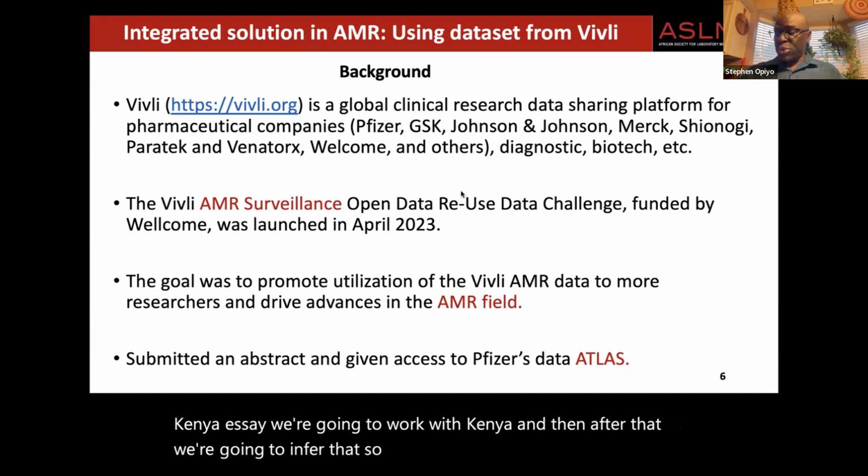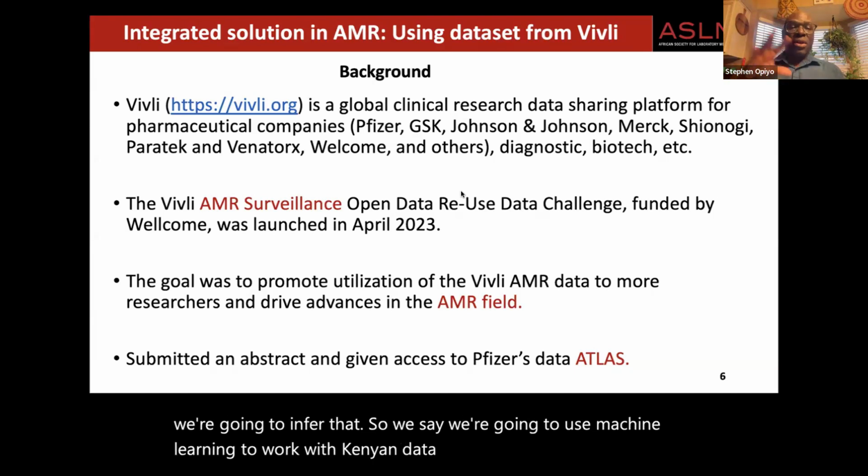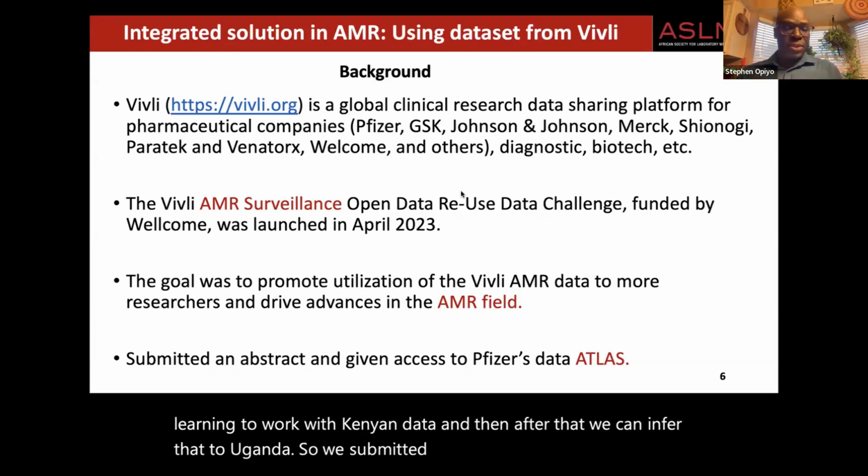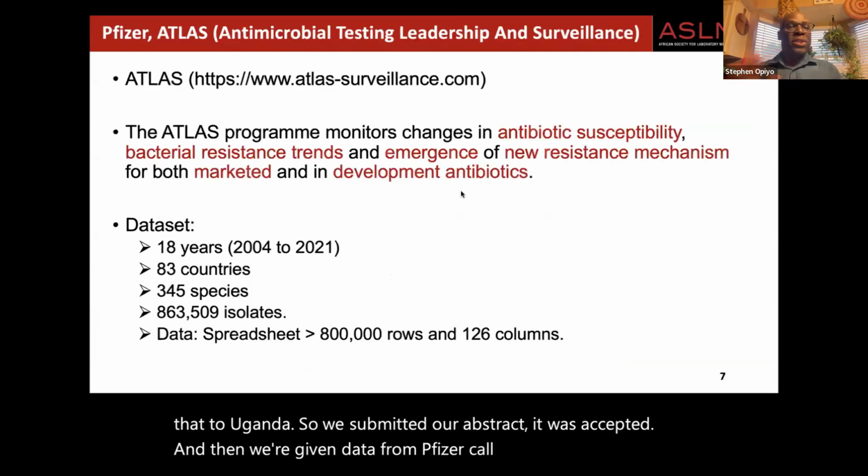So we said we're going to use machine learning to work with Kenyan data, and then after that, we can infer that to Uganda. So we submitted our abstract, it was accepted, and then we were given data from Pfizer called Atlas. So what's Atlas data?